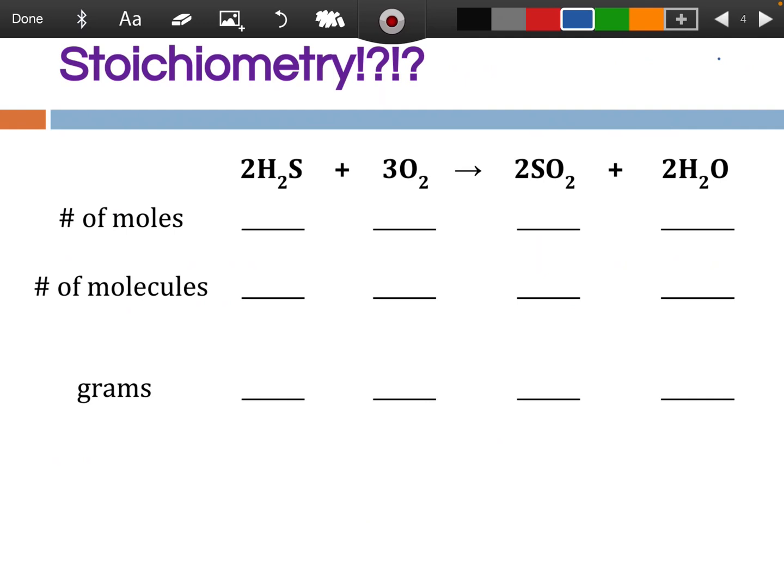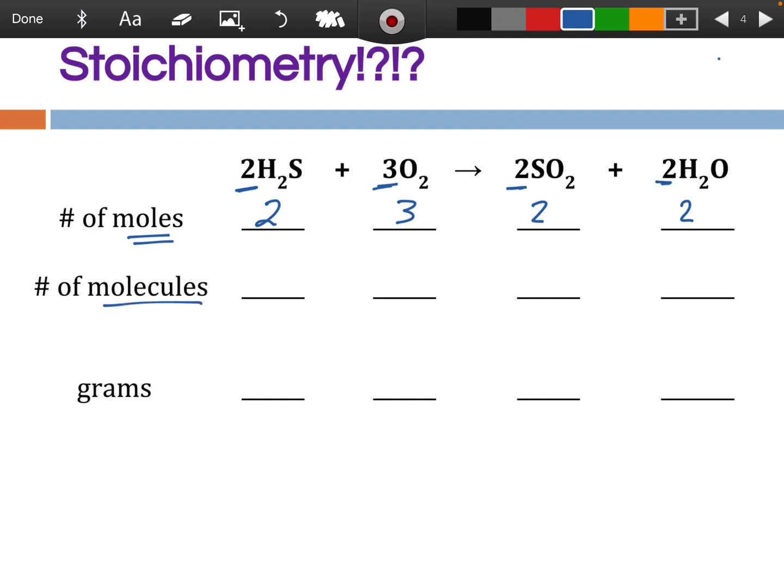All right, so when you look at a balanced equation, there's a lot of pieces of information that you can draw from it. If we were looking at this equation in terms of number of moles, the coefficients represent your moles. So we could explain this equation by saying that we would need 2 moles of H2S for every 3 moles of oxygen, and that would allow us to produce 2 moles of SO2 and 2 moles of water. So those coefficients represent the number of moles.